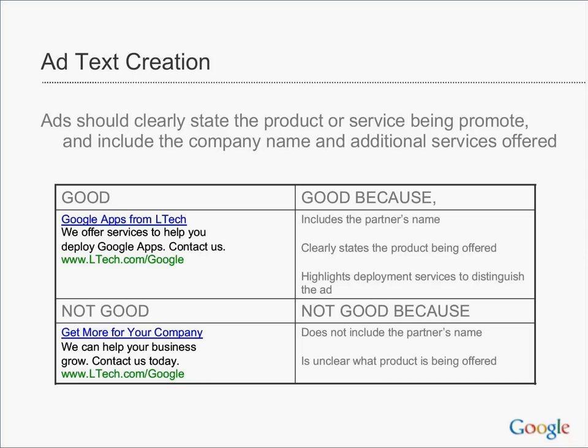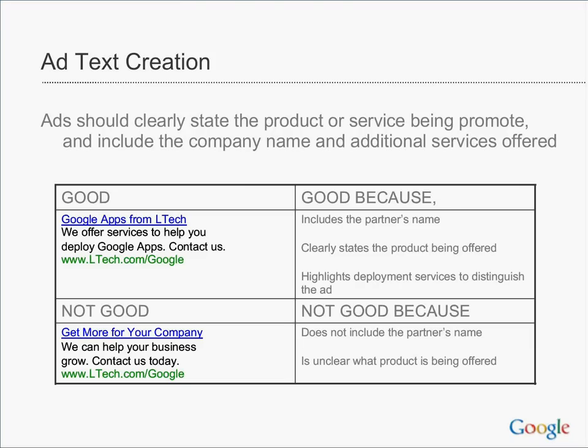So back to the first point, trying to make sure that your ad is distinguished from the competition. And you can do this by clearly stating the product or service that's being promoted and by including your company name and additional services offered. You can see in our first example here, labeled Good, our ad says, Google Apps from LTech. We offer services to help you deploy Google Apps. Contact us. Now this ad includes the partner's name, clearly states the product being offered, and it highlights deployment services to distinguish the ad from the competition.